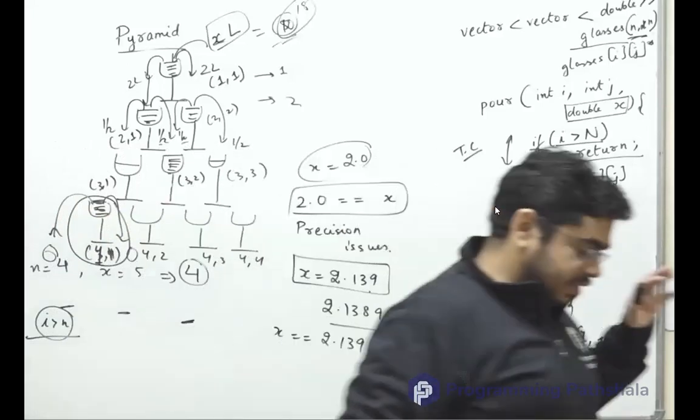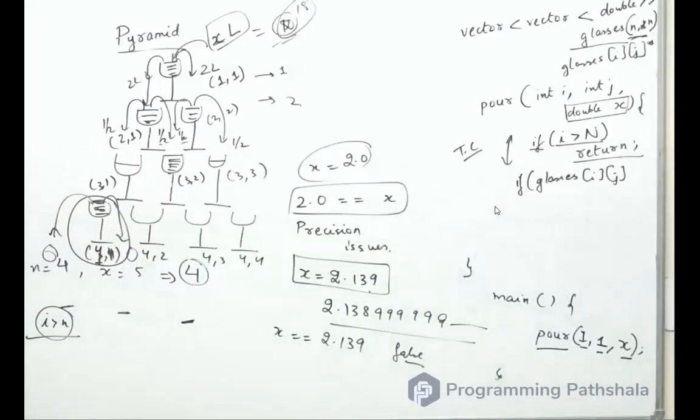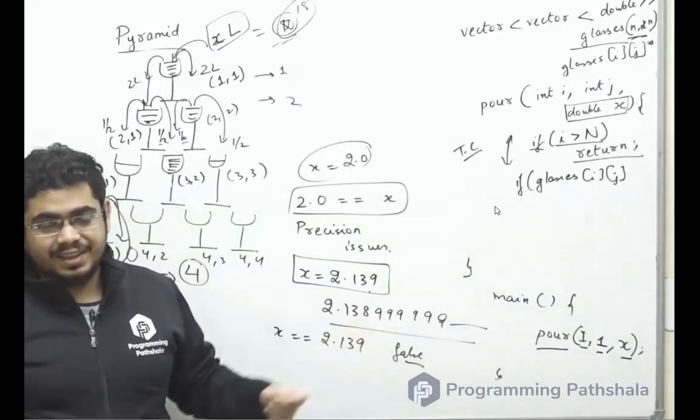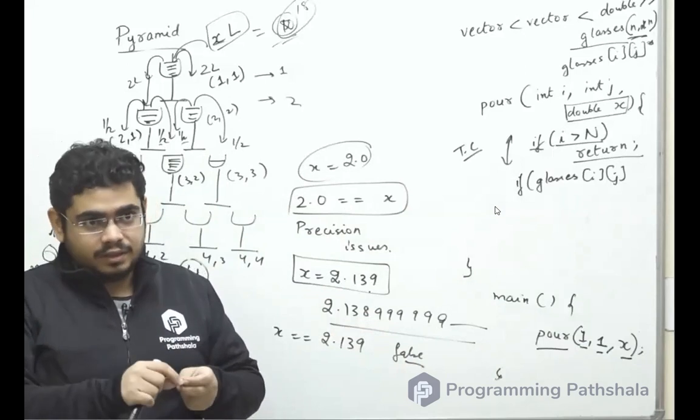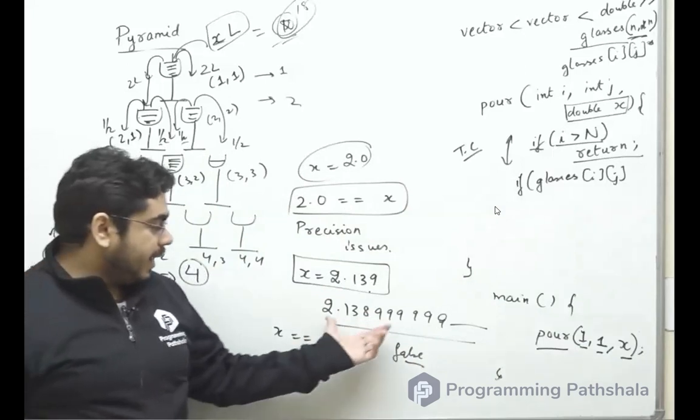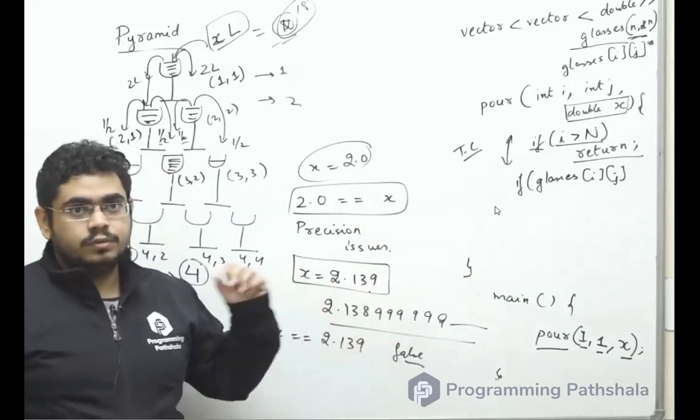First of all, is this making sense? Because the computer just understands 1 and 0, right? It does not store it like 2.139. It is converting it into binary and then storing it. Now that conversion and reconversion might create some precision issues.